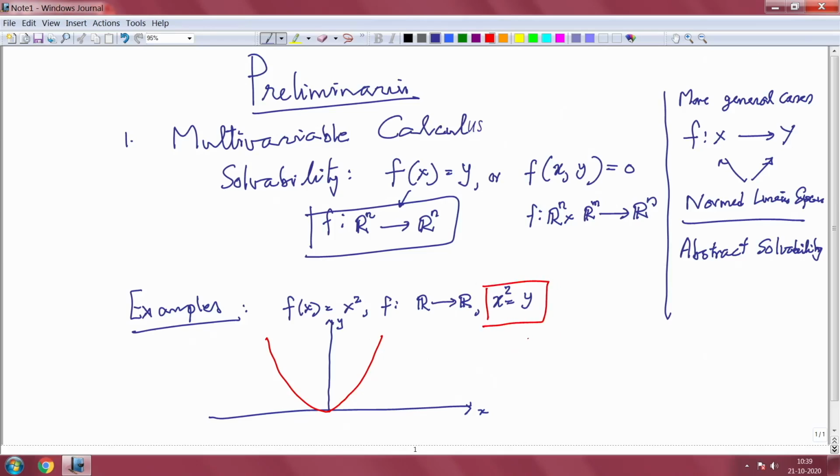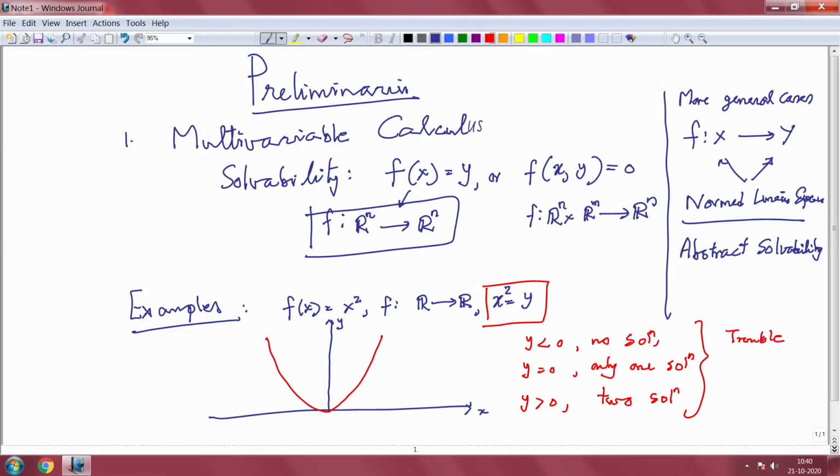You know that there are 3 cases: y less than 0, no solution; y equal to 0, only one solution; and y greater than 0, 2 solutions. So, there is some trouble at the origin, in the neighborhood of the origin, that is what you immediately see.